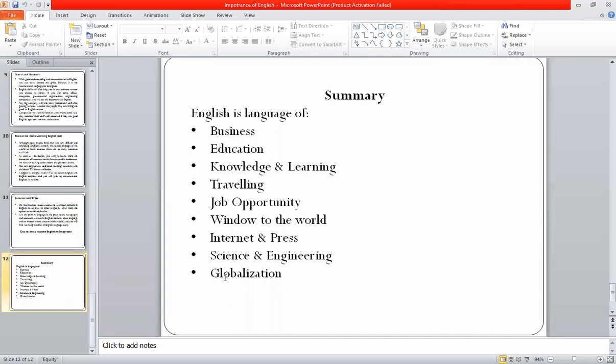Then, moving towards the summary of this chapter, what we understood from this chapter is English is a language of business, because we do our business, or we can grow our business, only after we get the fame, international fame.